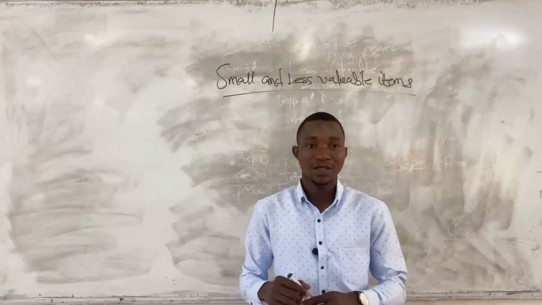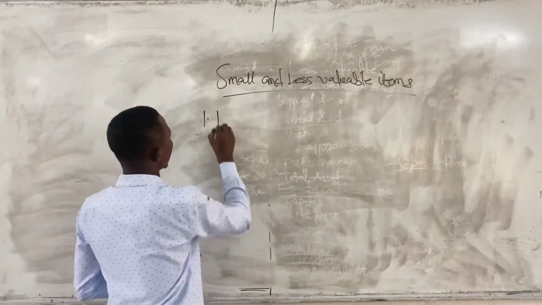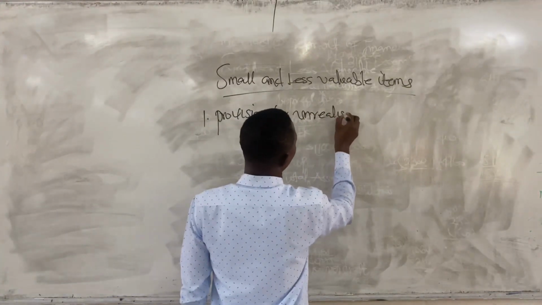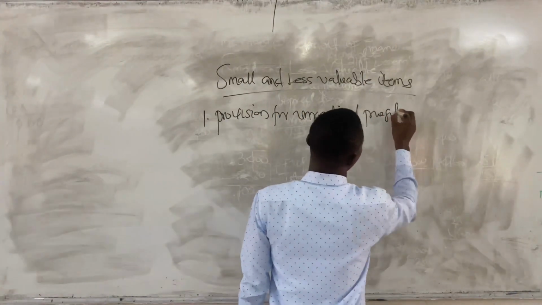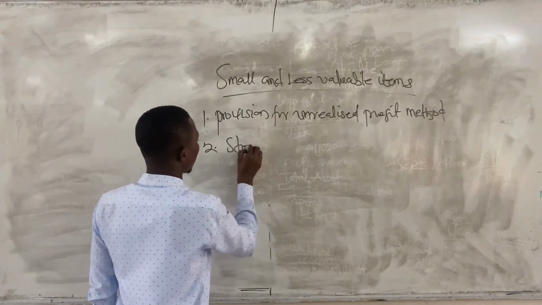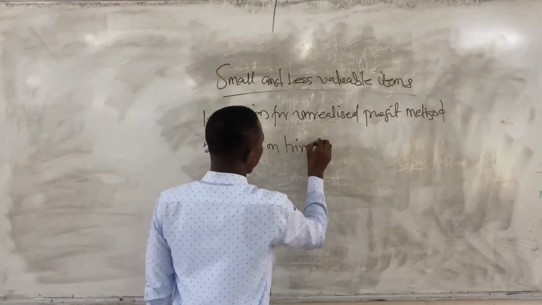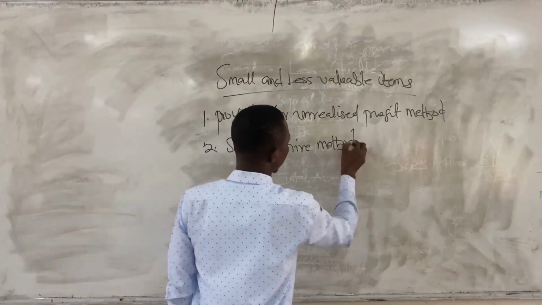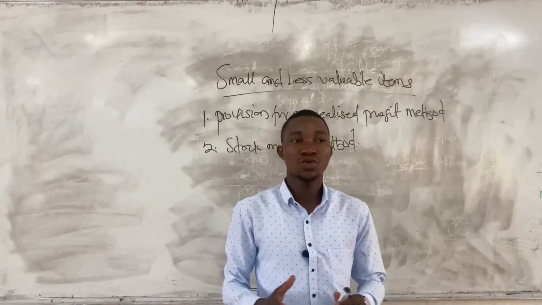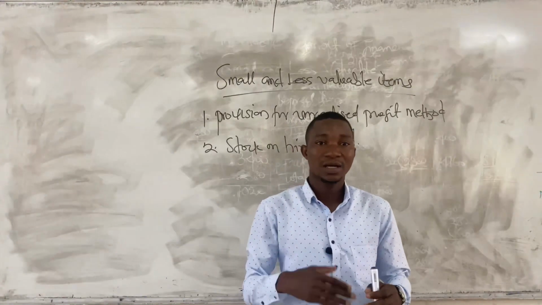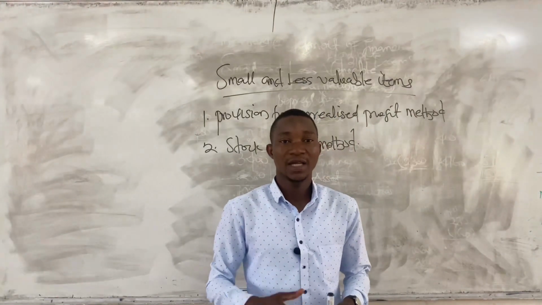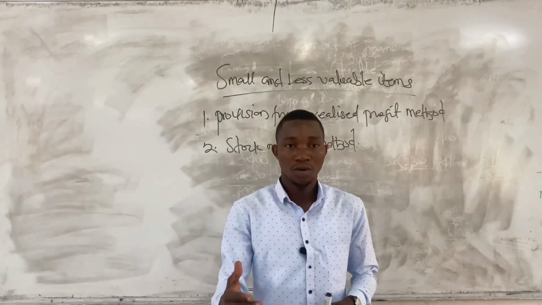So the first method I would like to talk about is the provision for unrealized profit method. And two, we have the stock on hire method. With the provision for unrealized profit method, take note that the items are sold on both cash and credit basis. That is where initial deposits are made at the beginning of the hire purchase contract, and the remaining balance will be paid by the hire purchasers on installment basis.